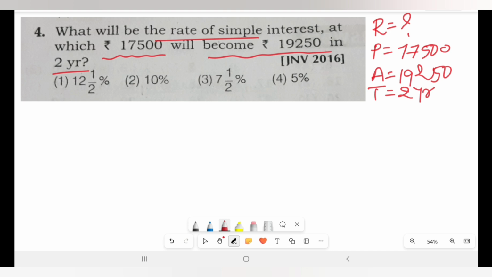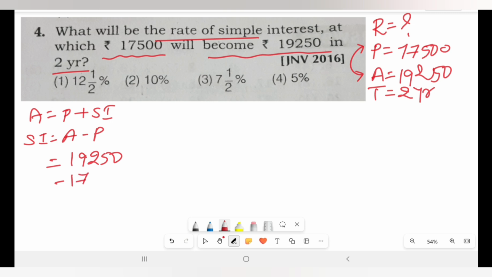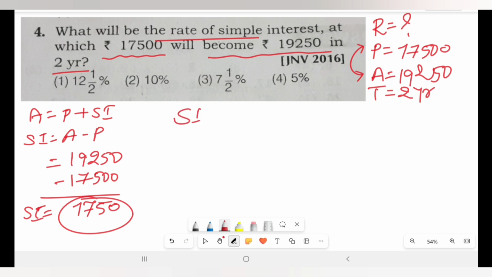You know the relation between principal and amount, right? Amount is equal to principal plus simple interest. Therefore simple interest is equal to amount minus principal. The amount is 19,250, minus the principal, 17,500. If we subtract, it will be 1,750 simple interest. As we know the simple interest, time period and principal amount, we can find the R value. The formula is simple interest is equal to P into T into R divided by 100. So substitute all the values.